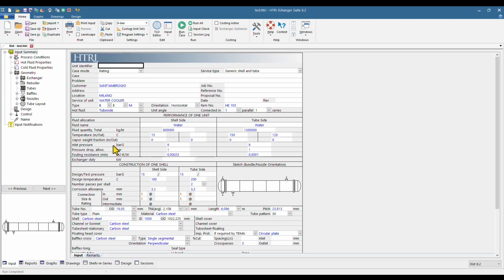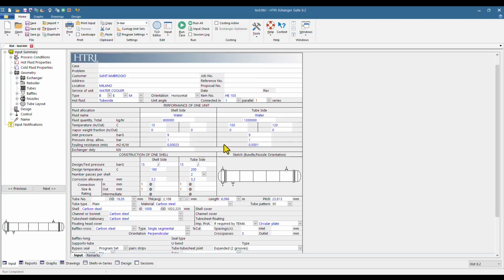The vapor weight fraction is always 0 everywhere because it's liquid water. The pressure is 9 bar, both on the shell and the tube side. An allowable pressure drop of 1 bar on the shell side and 1 bar on tube side. These are the fouling factors. Probably this low fouling factor is due to the fact that this is processed water, while this is cooling water taken from the sea, from a river, I don't know.